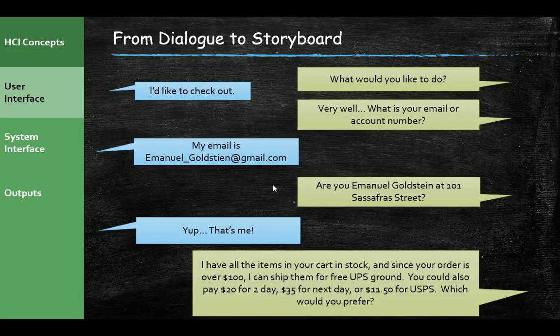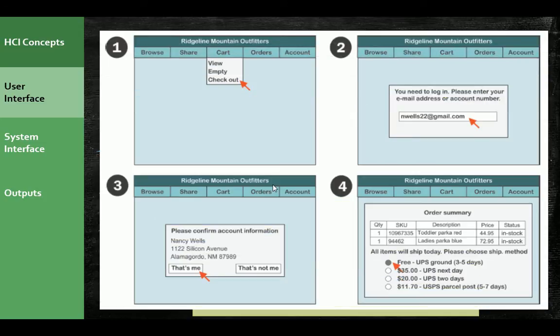And then the system says, I have all the items in your cart in stock, and since your order is over $100, I can ship the item for free. You could also pay $20 for 2-day, $35 for next day, $11.50 for USPS. Which would you prefer? So this is the example of the dialogue that's taking place between the user and the system. We could take this dialogue that we have brainstormed and storyboard this into a user interface.